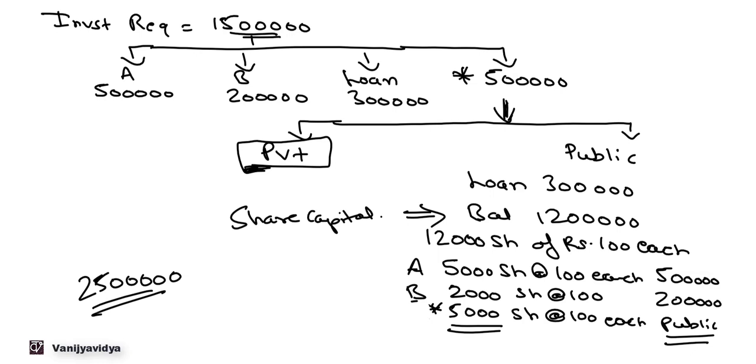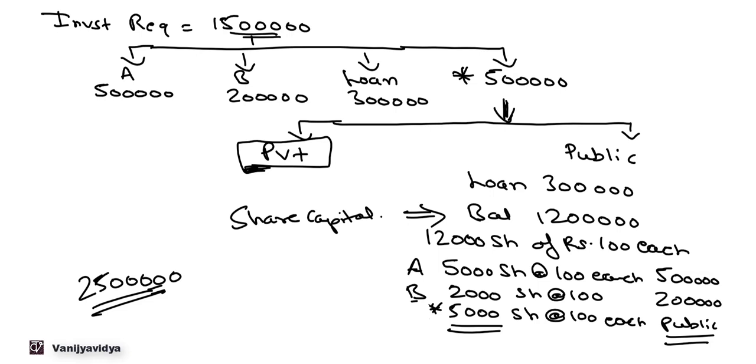Now this total capital will be required somewhere in the future, not now. So this total capital which he may raise through the public is known as authorized capital. Now this is the maximum capital that can be raised by the company. This authorized capital is mentioned in the Memorandum of Association and it is registered with the Registrar of Companies.